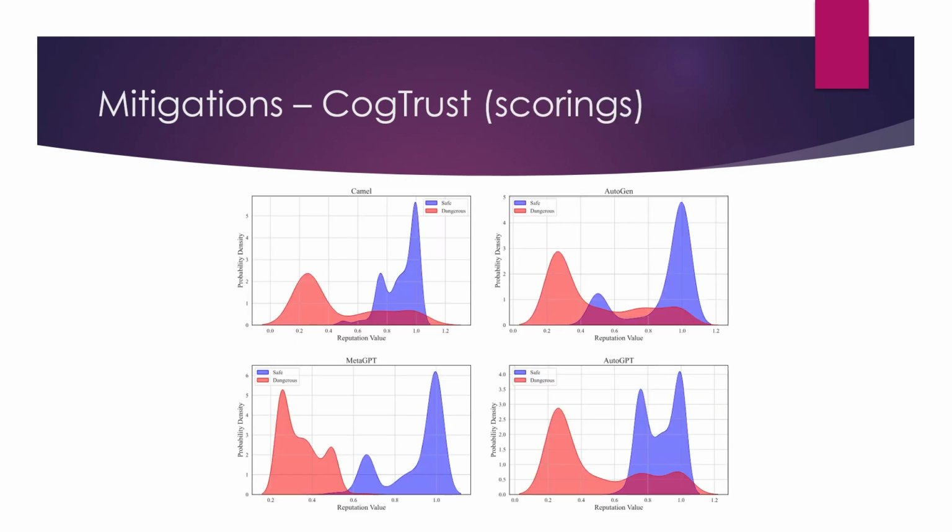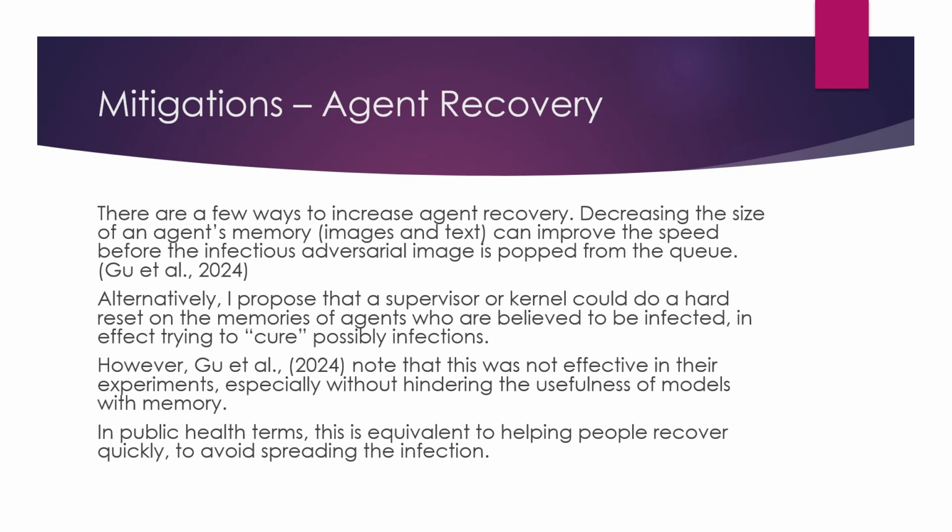And they provided these graphs of the reputation of safe and dangerous agents. For this one, MetaGPT in particular, you can see that safe agents had a very high reputation and unsafe, dangerous agents had a very low reputation. And so by scoring agents on their trustworthiness, you could get some indication of whether they have been infected or not. From that information, you could try and treat an agent, cure an agent.